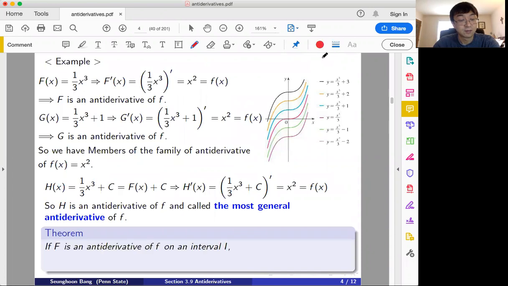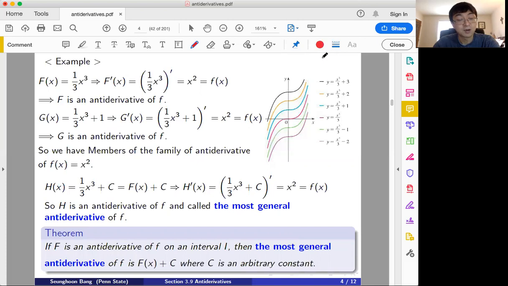The theorem: if capital F is an antiderivative of f on an interval I, the most general antiderivative of little f is capital F of x plus c, where c is an arbitrary constant. This is the whole idea.